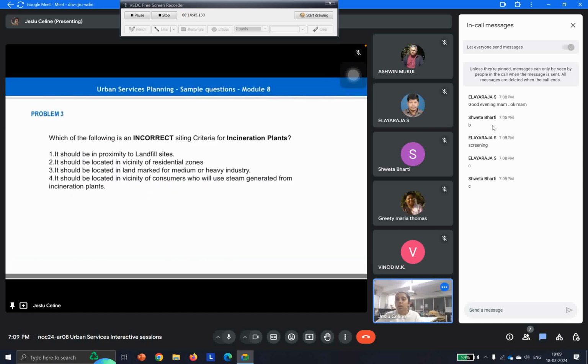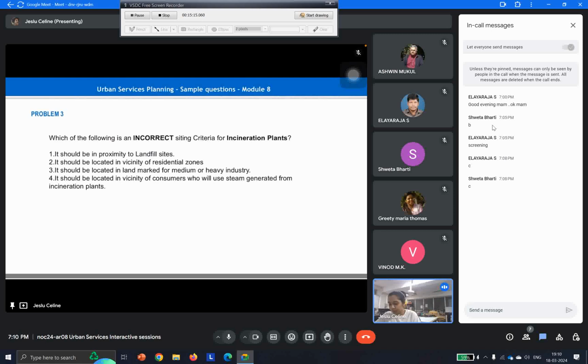Problem 3. Which of the following is an incorrect siting criteria for incineration plants? Okay, A, B, C, D, it's put as 1, 2, 3, 4 in this. It should be in proximity to landfill sites. It should be located in vicinity of residential zones. It should be located in land marked for medium or heavy industry. It should be located in vicinity of consumers who will use steam generated from incineration plants.